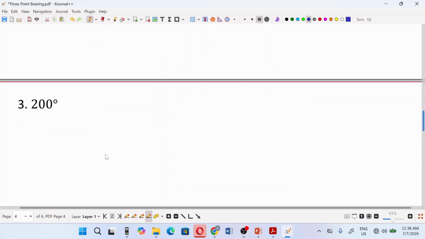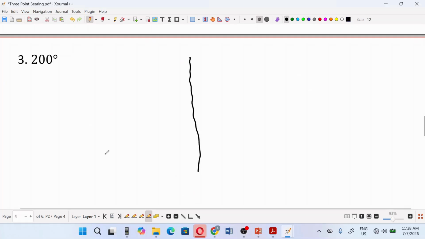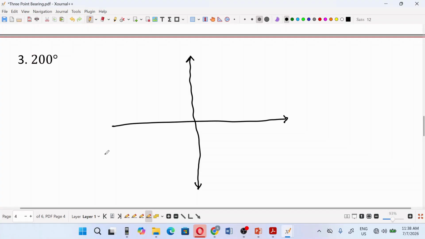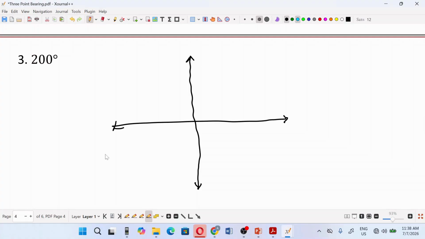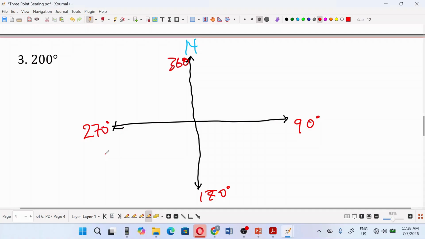Let's move on. So let's look at the next question. It says 200 degrees, right? So I have to draw my Cartesian plane. I always know I have my north, and I have 90. This is going to be 180. This is 270 degrees. And this is 360 degrees, and this is my 0 degree. And I want 200 degrees, and I'm measuring from the north. So if I'm moving clockwise from this to that, it's still not up to it, because I want 200.